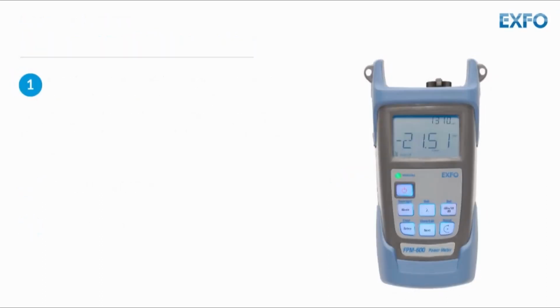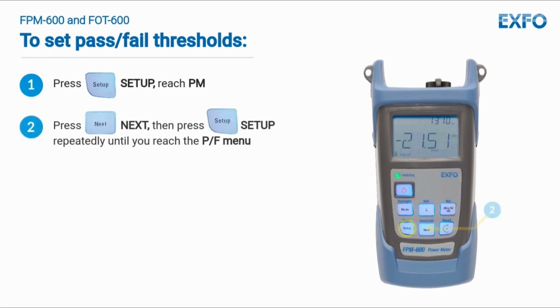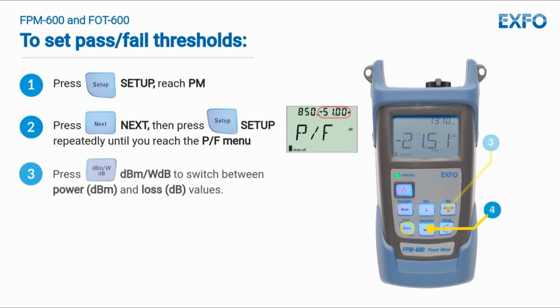To set your pass-fail threshold, start by pressing the Setup button repeatedly until you reach PM. Press the Next button to access the first submenu. Proceed to press Setup repeatedly until you reach the PF menu. Press the dBm/WdB button to switch between power and loss values.